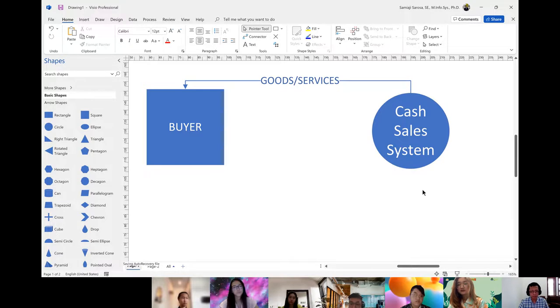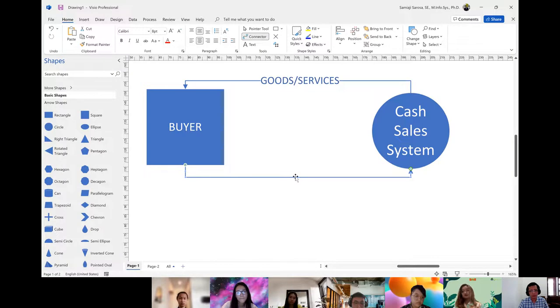What does the buyer give to the seller? Money, good. Or payment, whichever. I'll put down payment because it's not necessarily money. It could be in the form of non-cash payment: card, voucher, electronic money, or check. Okay, so goods and services are given to the buyer, and the buyer pays.